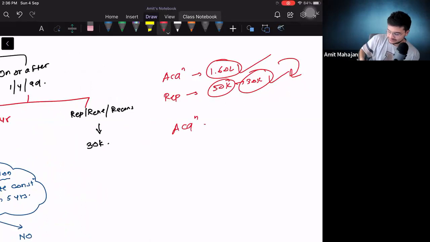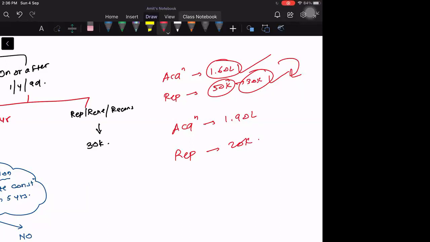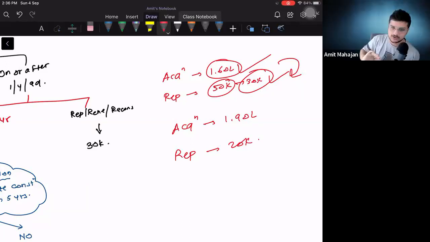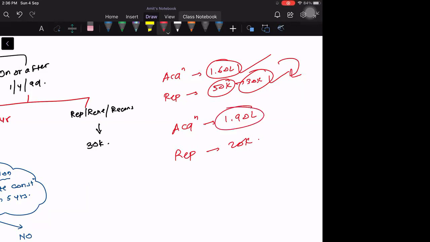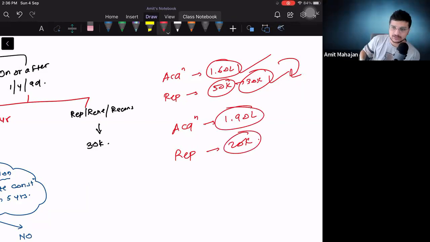Acquisition 1.90. Repairs के लिए इंटरेस्ट पे करता हूँ 20. Here I will get 2 lakhs. It will be restricted to 2 lakhs. Now you will say, if you see individually, this is less than 2 lakhs. If you see individually, this is less than 30,000. But still, for one assessee, for one self-occupied property, you will not get more than 2 lakhs ka deduction.